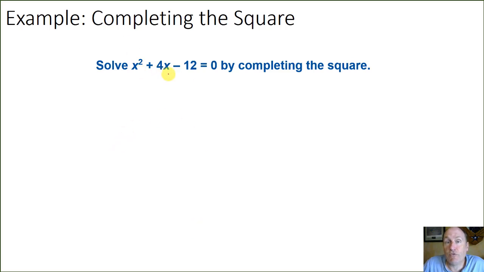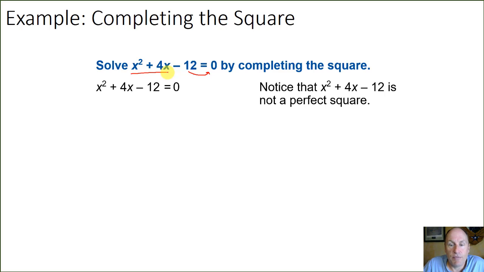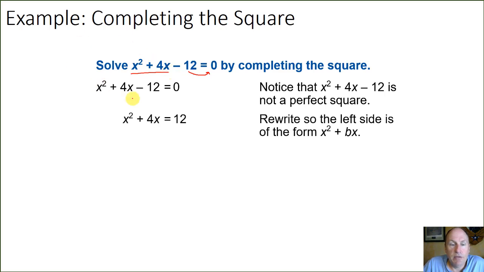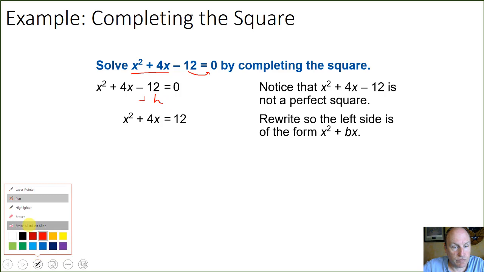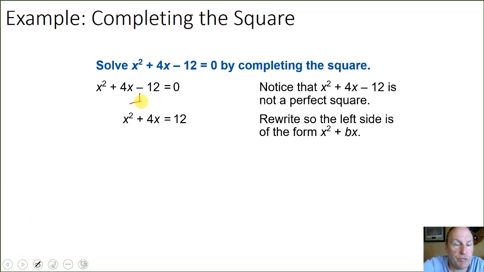Let's say we have x squared plus 4x minus 12, and we want to try to solve that using completing the square. So the first thing we're going to do is move the 12 to the other side, because we want to create this ax squared plus bx to work with. We're doing that by the addition property of equality. That gives us x squared plus 4x equals 12.